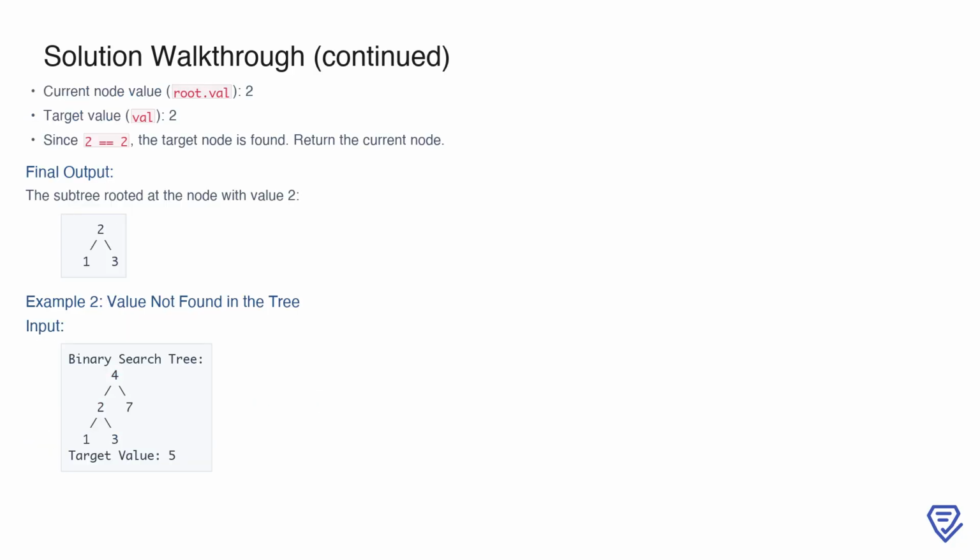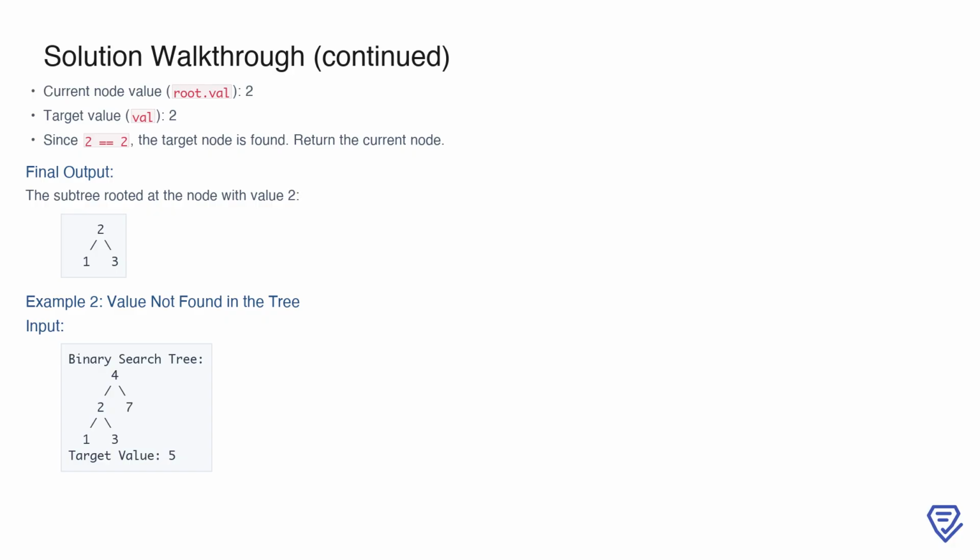Next, we examine the final output for this example, which is the subtree rooted at the node with value 2. This subtree contains the node 2 as its root, with 1 as the left child and 3 as the right child. Transitioning to a second example, let's now consider a scenario where the target value is not present in the tree. The input binary search tree remains the same, but this time, the target value is 5.